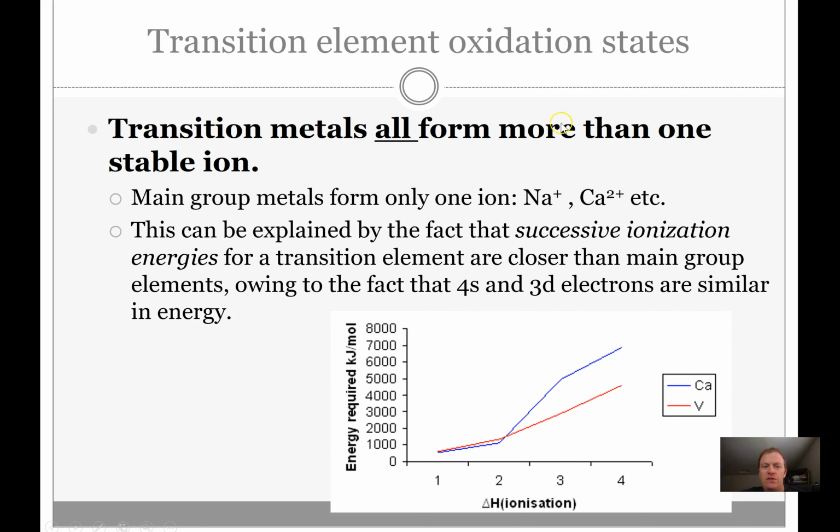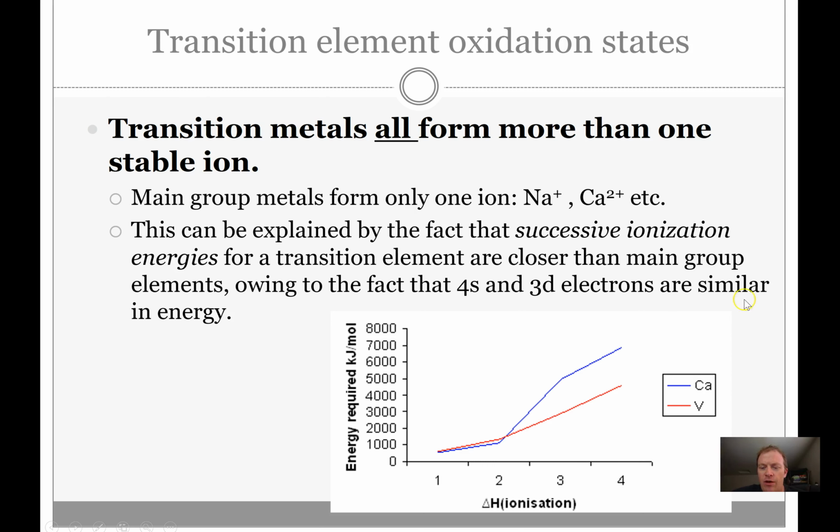Main group elements, metals, form only one ion, so sodium Na+. There's no other options here. And this is successive ionization energy. So remember what that is: taking more than one electron from the same atom. So we take one electron away, and it's +1, another electron is +2.